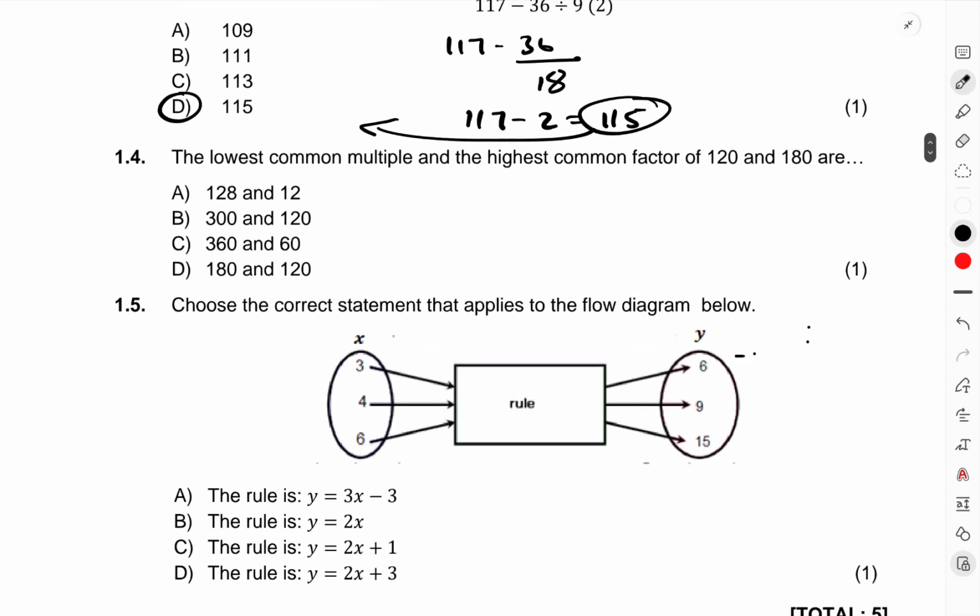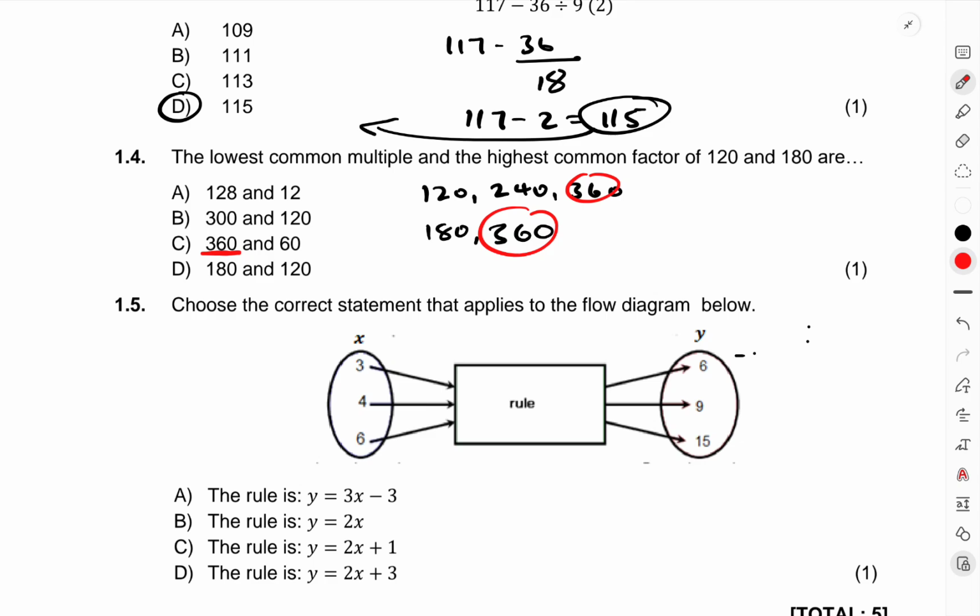Now, 1.4, the lowest common multiple and the highest common factor of 120 and 180 are. Now, I'm going to write the multiples of 120. It's going to start with 120, 240, 360. Now I'm going to do the multiples of 180. I'm going to start with 180. Then after 180, I'll have 360. Now I'm going to see that 360 is the number that appeared on both multiples first. Therefore, the common multiple for 120 and 180 is automatically 360. Therefore, here, I see my 360, meaning the answer for 1.4 should have 360 in it.